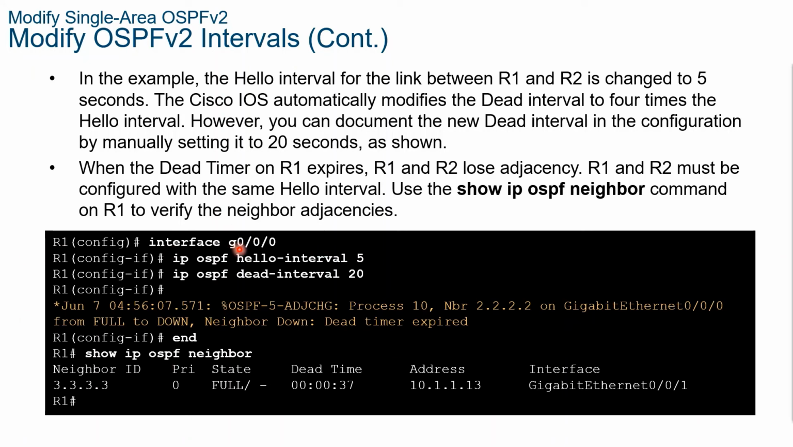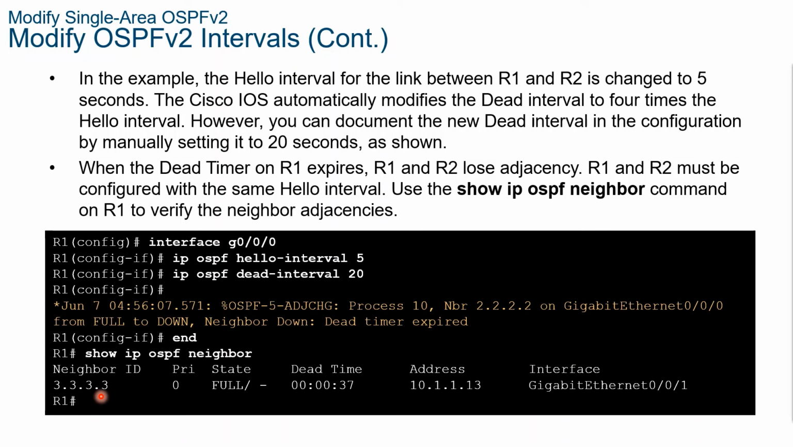Right? As displayed in the highlighted OSPF version 2 adjacency here, when the dead timer on R1 expires, R1 and R2 lose adjacency. The reason is that R1 and R2 must be configured with the same hello interval. So it is better not to alter the default settings. Now we use the show ip ospf neighbor command on R1 to verify the neighbor adjacencies. Notice that the only neighbor listed is 3.3.3.3 here.